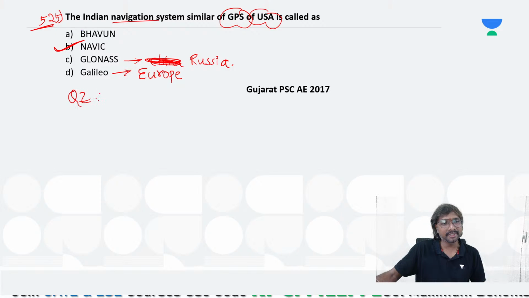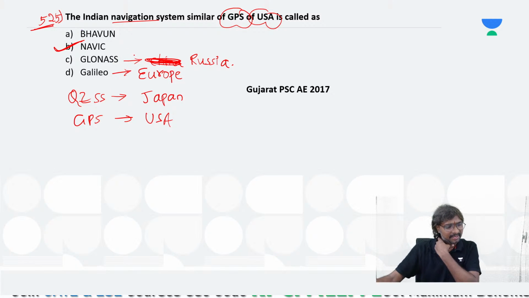QZSS is for Japan, you can say. And GPS is for which one? GPS is for the USA, right? So these are the global navigation systems developed by various countries, right?